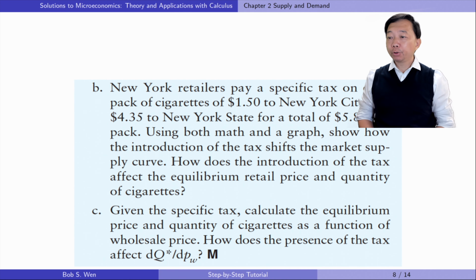In Part B, New York retailers pay a tax of a total of $5.85 per pack. Using both math and a graph, show how the introduction of the tax shifts the market supply curve. How does the introduction of the tax affect the equilibrium retail price and quantity of cigarettes?